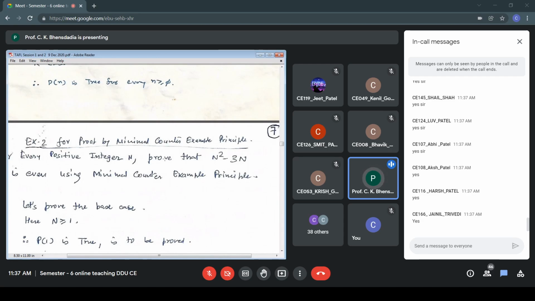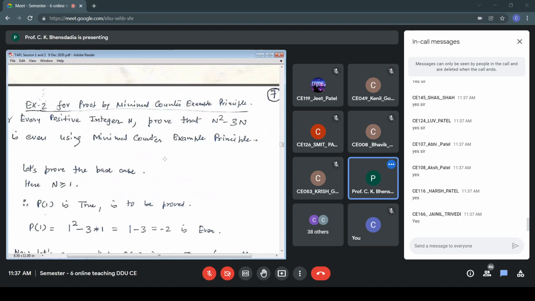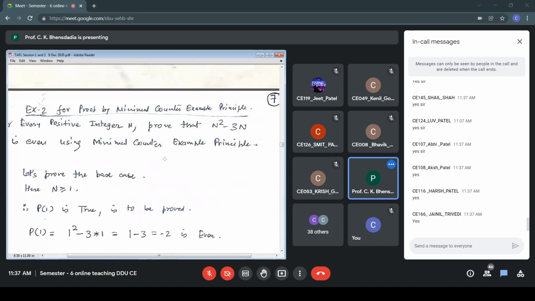My base case is P1. P1 is 1 square minus 3, that is minus 2, that is even. So we have proved the basis of PMI. Here it is called the base case. The first thing is over.